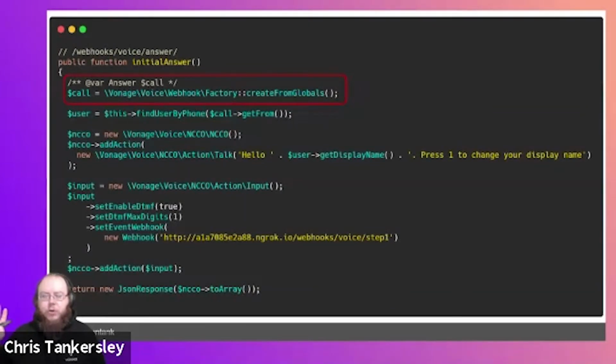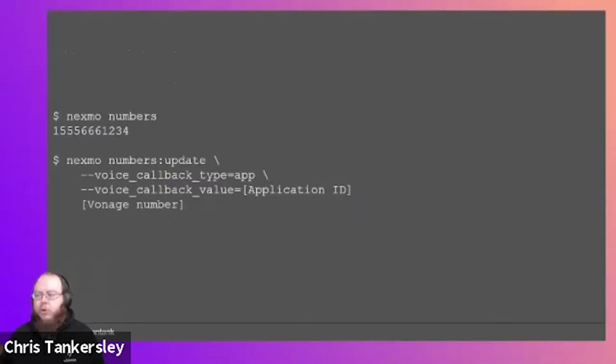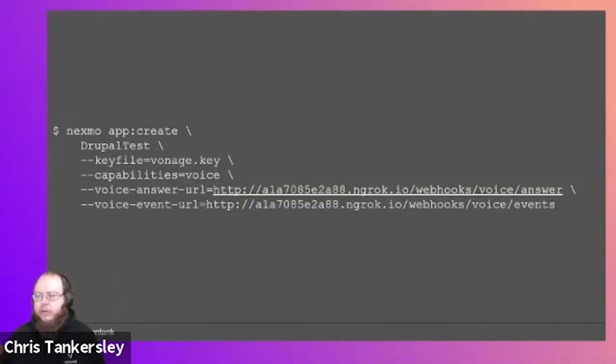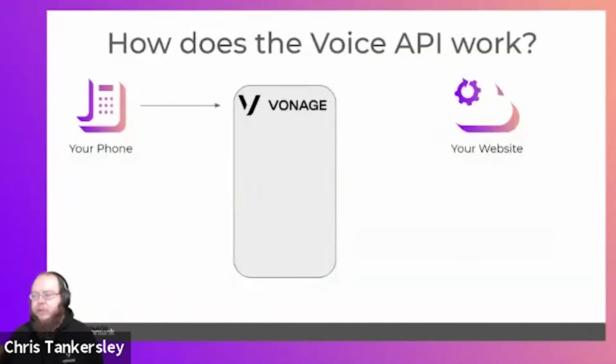So if you set up a custom module, and in this case, this would be like a method on one of your controllers, this is linked through the routing.yaml to webhooks voice answer, which matches up to the answer URL back here. So whatever you set up here for your answer URL, you can set up as your routing.yaml.